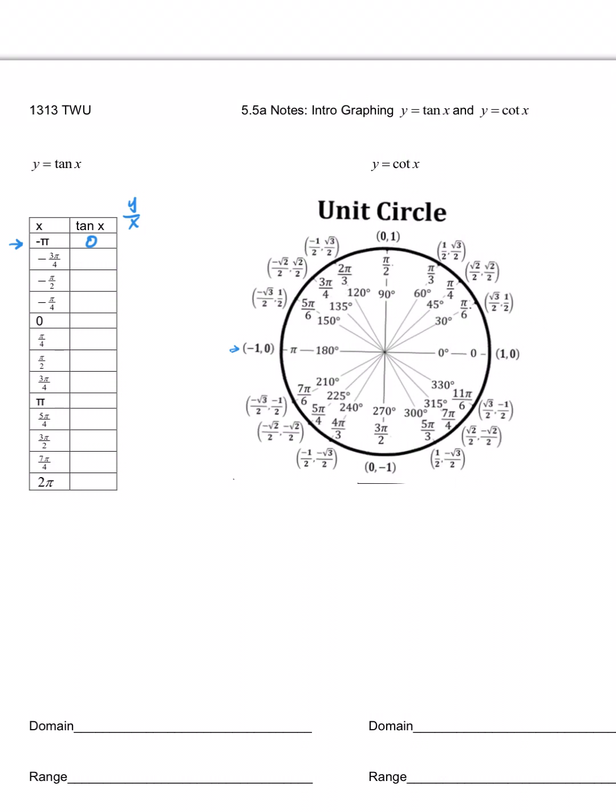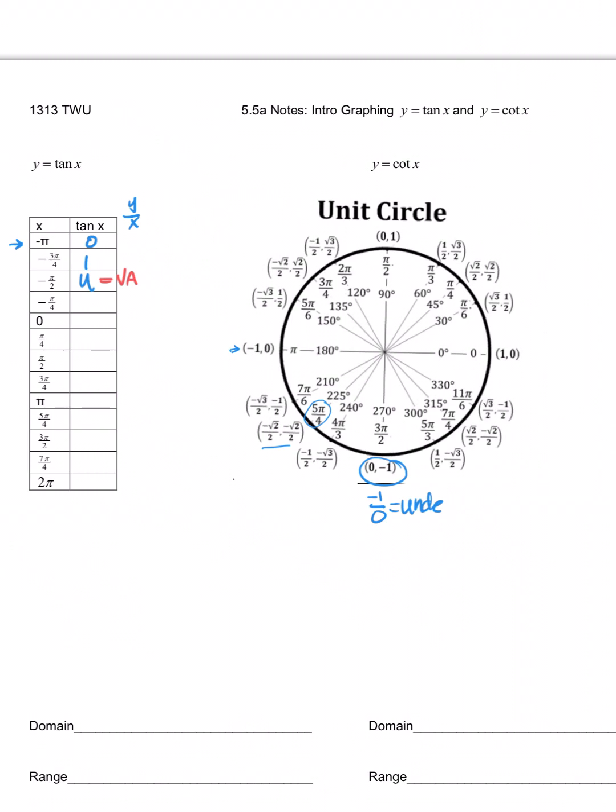Negative 3 pi over 4 is right here, and this would be a positive 1. At negative pi over 2, right here, the tangent would be what? -1 over 0. Well, that's undefined. So I'm going to put a U. Now, undefined is going to be where a vertical asymptote shows up in our graph, okay? So we'll see that as we continue on.